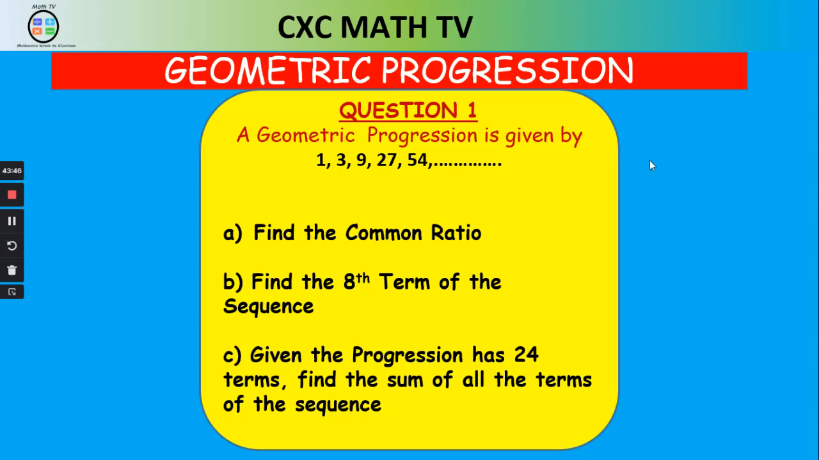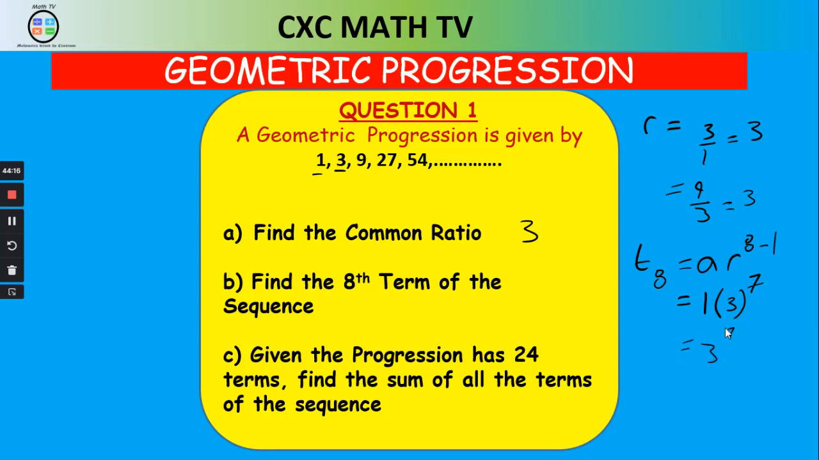Again, we find the common ratio first. Second term divided by first term, which is 3. Or you could say 9 divided by 3, which is 3. So the common ratio is 3. Find the eighth term. To find the eighth term, T8 is a r to the 8 minus 1. So it is a, which is 1, times r, 3 to the 8 minus 1, which is 7. So work out 3 to the 7th power.